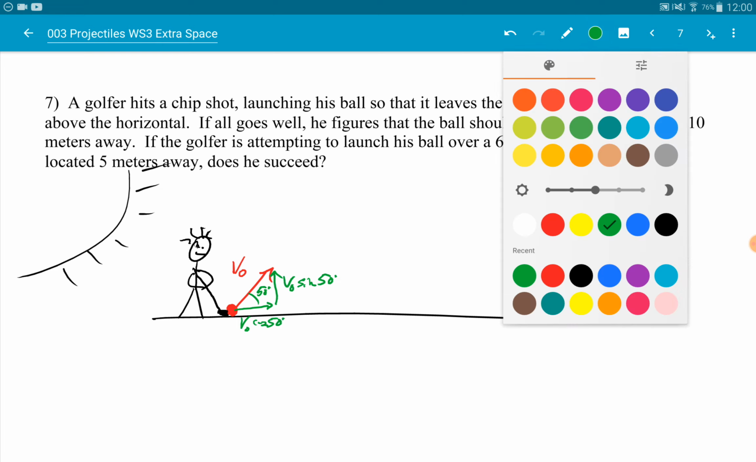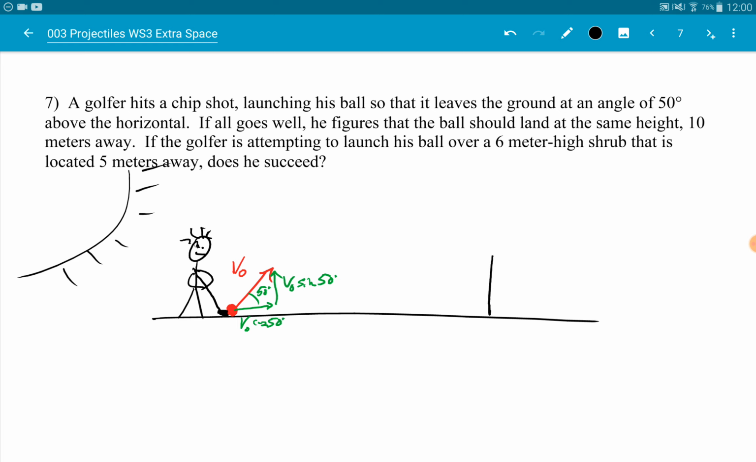Let's see, there's a 6-meter high shrub. So here's a shrub, and we're assuming the shrub has 0 thickness here. It becomes a little bit harder if it's got some thickness, so I'm going to draw it with 0 thickness, or approximately 0 thickness anyways. So that's 6 meters high. And he's figuring that the ball should land here, which is 10 meters away. So from there to there, and that ball has shrunk in size over the flight here. You hit it so hard that a big chunk of it flew off. We'll make that bigger.